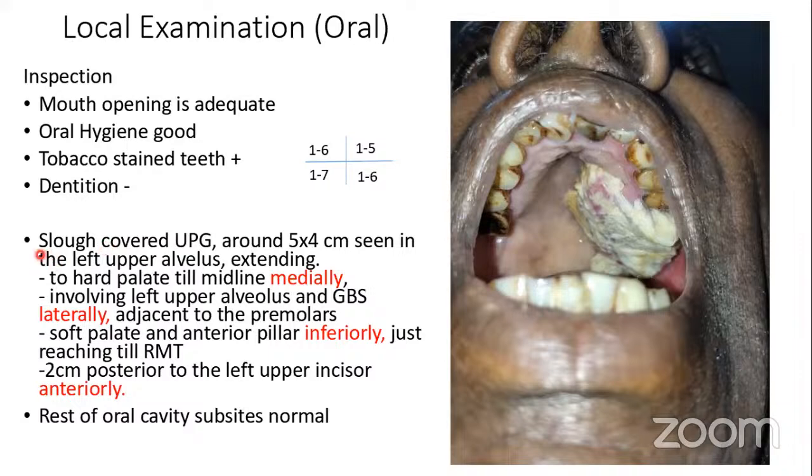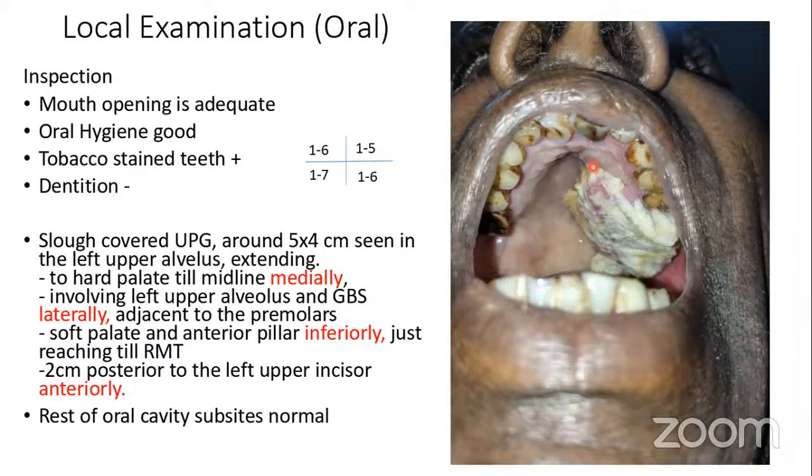On seeing the lesion, it was a slough-covered ulceroproliferative lesion, around 5 into 4 centimeters in the left upper alveolus, extending to the hard palate medially, almost reaching till the midline. Then involving the upper GBS and the upper alveolus, and crossing onto the gingivobuccal sulcus on the left upper side laterally, adjacent to the first and second premolar. Then inferiorly, it was reaching till the junction of the soft palate and the hard palate, and just abutting the RMT laterally. And anteriorly, it was 2 centimeters from the left upper incisor.